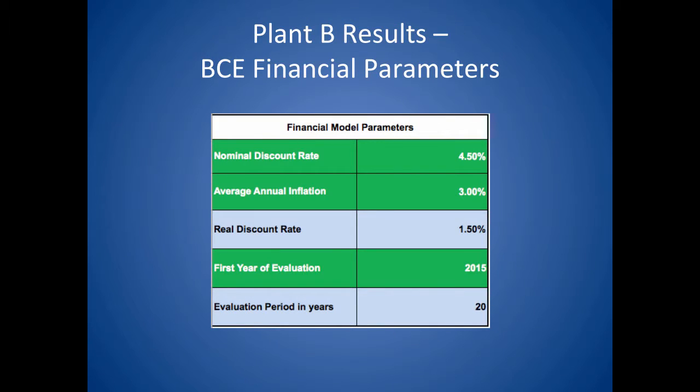Terry uses several parameters in the financial portions of the BCE. The nominal discount rate is the assumed interest rate without inflation being taken into account. Therefore, the real discount rate is the interest rate adjusted for inflation. The evaluation period that the tool looks at is 20 years.